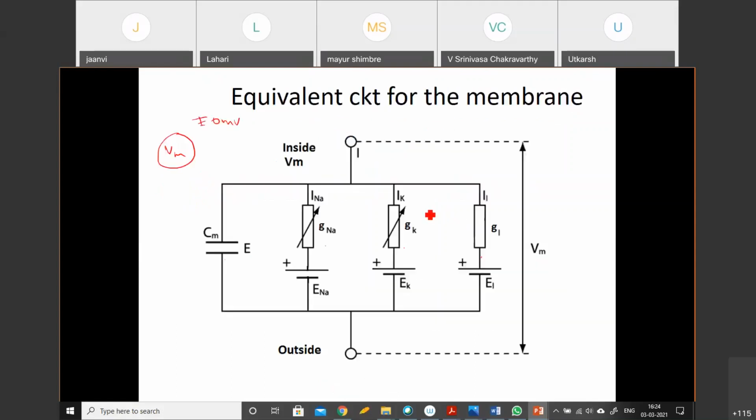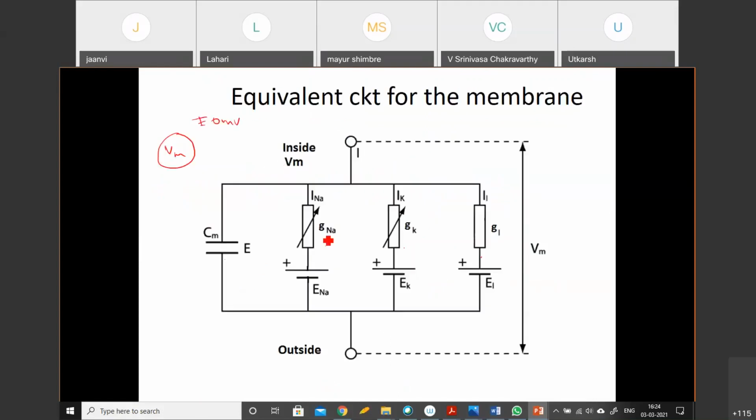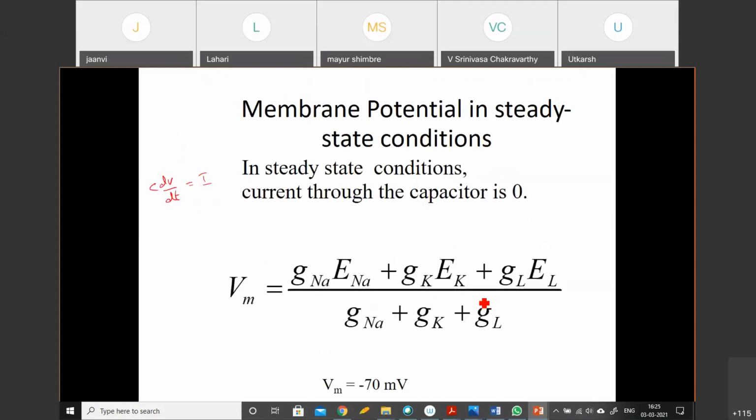When that happens, you can just solve this remaining circuit and find that the Vm is a function of other parameters like the conductances and the Nernst potentials by this formula. So now if you plug in the resting values of GNa, GK, GL, and ENa, EK, EL in this formula, you get something like minus 70 millivolts, which is the resting potential of a neural membrane. So everything is okay.